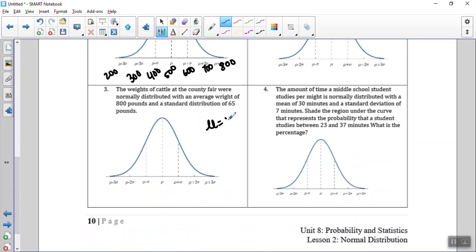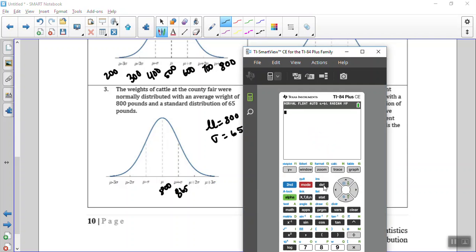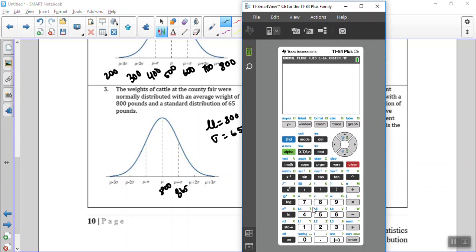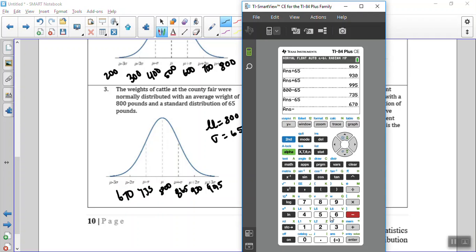The mean is at 800, and the standard deviation is 65. So you do 800 plus 65. I'm going to use a calculator. 800 plus 65 plus another 65 is 930, plus another 65 is 995, and then 800 minus 65, 735, 670. All I'm doing is subtracting. I'm just counting by standard deviations.